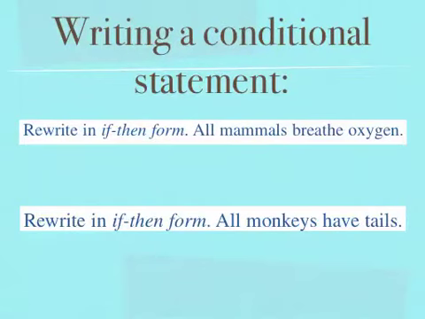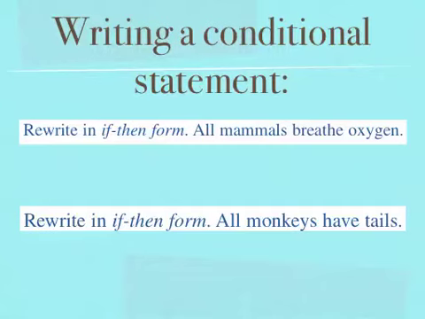Writing a conditional statement, it asks us to rewrite in if-then form. The statement that they give us is all mammals breathe oxygen. When you do not have one of the keywords if or then, you're going to keep the order of your hypothesis and conclusion the same as the original statement. So this says all mammals breathe oxygen. The first part that's going to become the hypothesis is that we're talking about mammals. And the then part, or what's going to become the conclusion, is that they breathe oxygen.